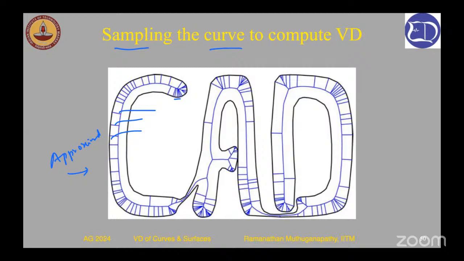So maybe we don't want to sample the entire curve to actually go for the Voronoi diagram computation. That actually becomes a point set computation. But you can see that it will be a discrete approximate version of the continuous one. So we don't want to probably sample the set of curves as such.